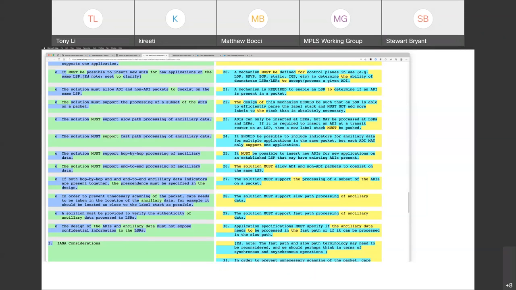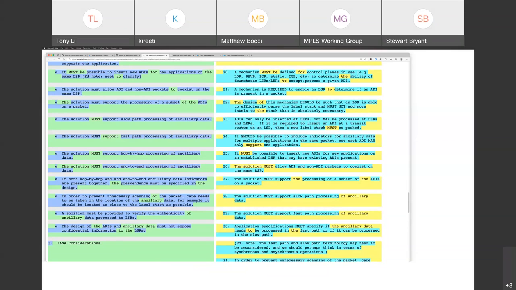A new label stack must be pushed. I think what Kirit is saying is that it's not removing the old one and then putting a new one on. It's pushing new labels on the outside. Right. The idea is, if it is in stack data, and I think that's what Stewart was also trying to hint, you don't need the new label stack if it is in stack ancillary data. Right. So maybe we can add that text somehow.